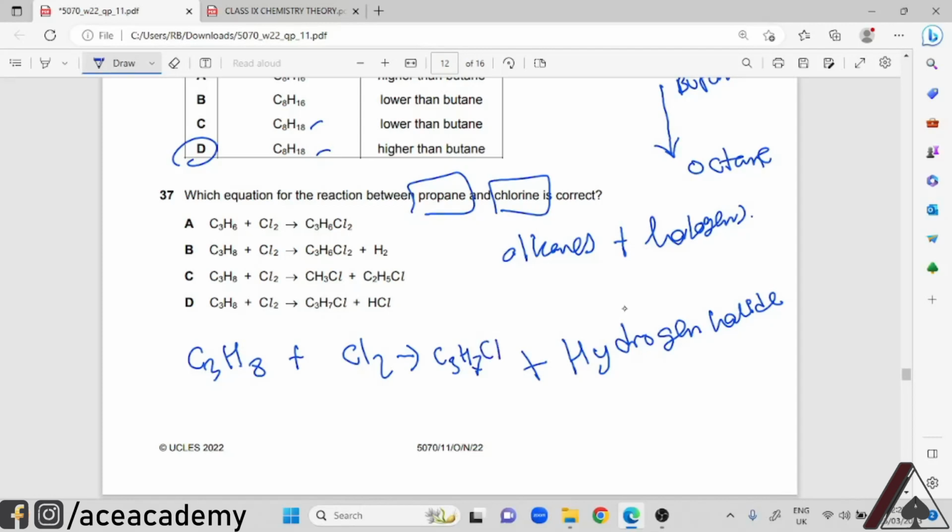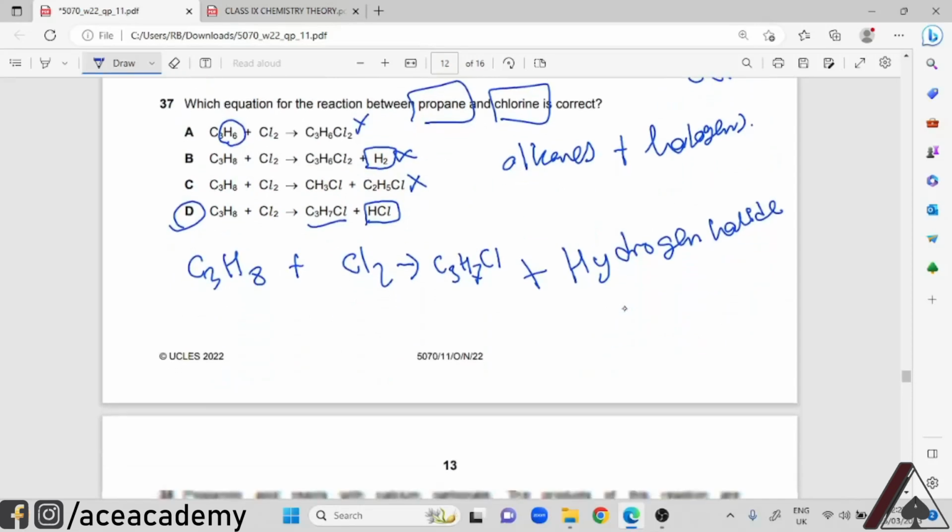So from here we can see that option A is not the correct answer, because over here it's a propene, it's an alkene and not an alkane. And we know that over here hydrogen halide is not produced, only hydrogen is produced, so this is not the answer, not even this one. And here we have the hydrogen halide we are looking for, and we also see that one of the hydrogen atoms have been displaced by one chlorine atom. So option D is the answer.